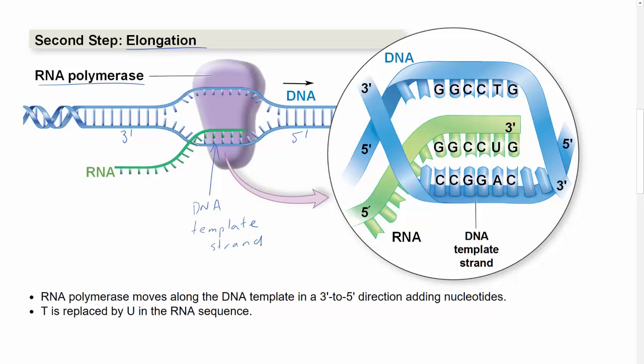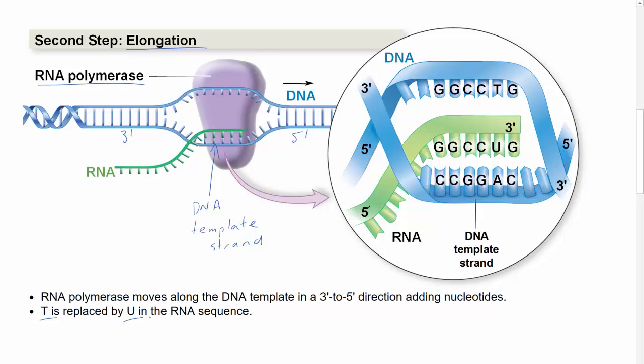Now, as that RNA polymerase moves along the template strand, what it's doing is taking free nucleotides that are moving around in the cytoplasm, and it's joining them together to form the RNA molecule. Except, of course, that in RNA, thymine is replaced by uracil in the sequence.